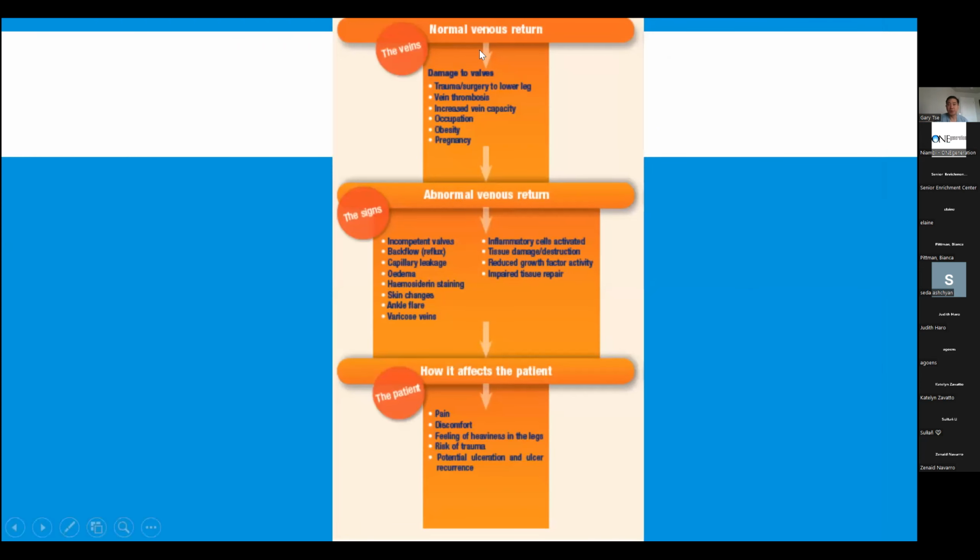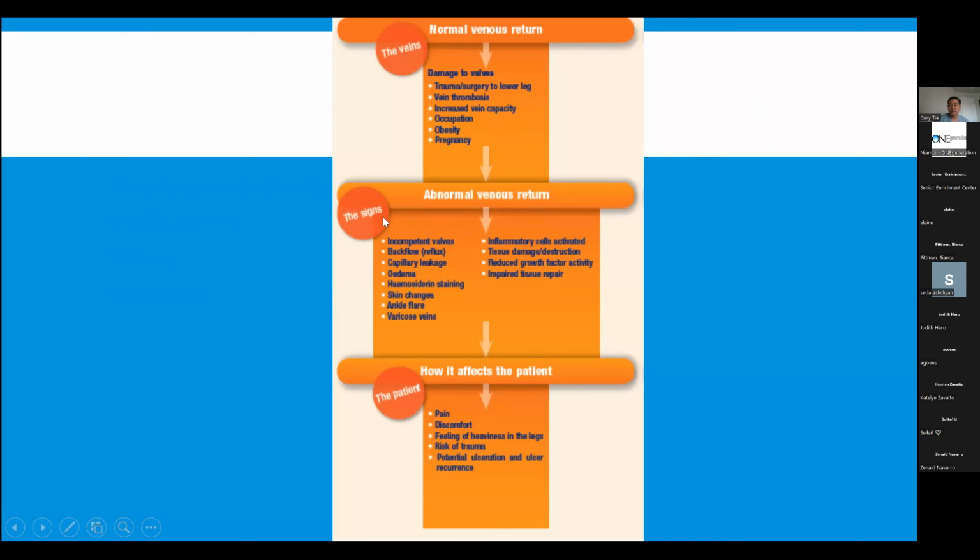This is just the natural progression, like we mentioned earlier. If you can see here, in the origin, the veins, if there's some damage to the vein, whether you had a clot, or patients with heart failure, or patients that have been standing for a long time, or pregnancy that are blocking upstream, or again, obesity, and occupation, like we said, standing a lot or sitting a lot, those valves become damaged. And because of that, you have abnormal venous return, meaning the blood no longer goes back towards the heart.